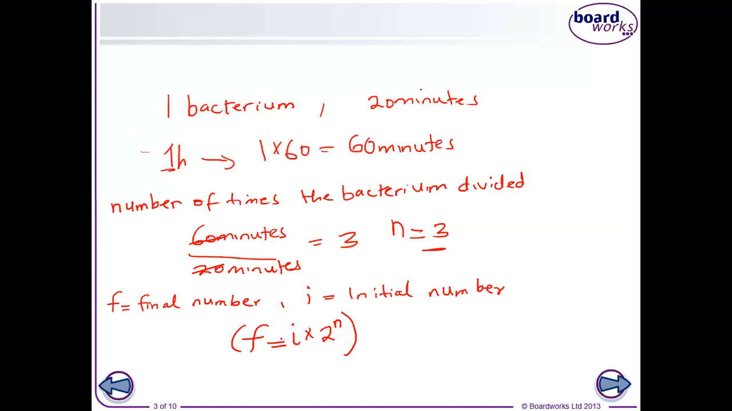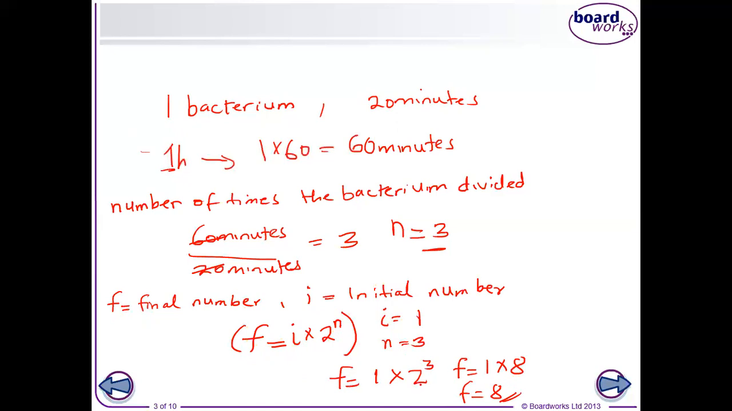Now, we don't know the value of F, that's what we're looking for, but you've been able to know the value of I. The value of I is 1 because in the beginning we said 1 bacterium. And the value of n is 3. So it's very simple plugin. F equals 1 times 2 raised to the power of 3. So F is going to give you what? 1 times 8. And F is going to give you 8. So the final number of the bacterium after 1 hour is 8.